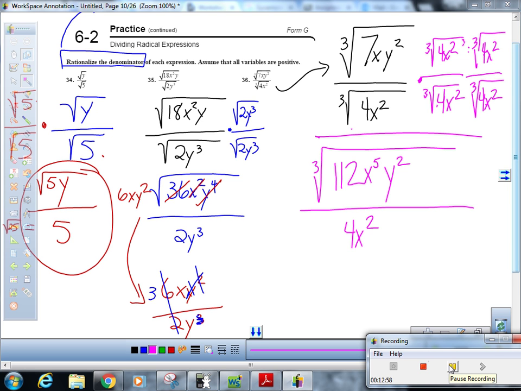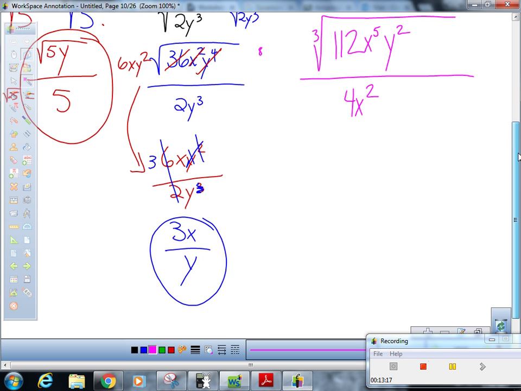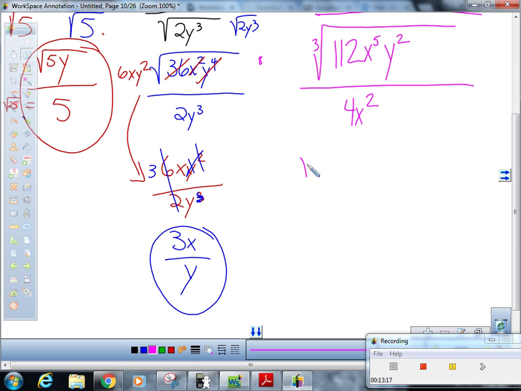I guess I will. Is there a perfect cube that goes into 112? Well, the perfect cubes are 8. So let's try 8. No, it can't be 8, right? Oh, yes, it is. All right, here we go. So, we're going to rewrite the top as the cube root of 8 times 14 times x cubed times x squared times y squared, and we will rewrite the bottom as 4x squared. Just rewrite the bottom, okay?